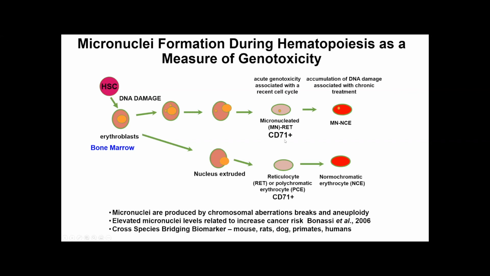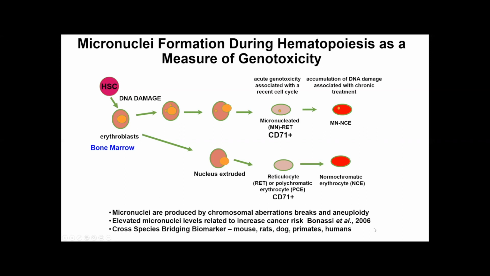So we quantify CD71 plus cells, which is a cell surface marker on reticulocytes. So we're gating for CD71 cells and cells that contain DNA. So you do a double analysis on the flow, CD71 and DNA stain, and there's a kit to do this now, and it's micronucleus.